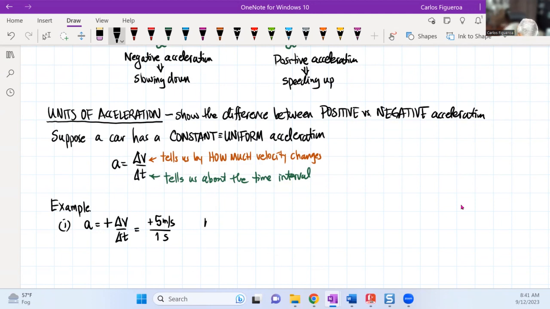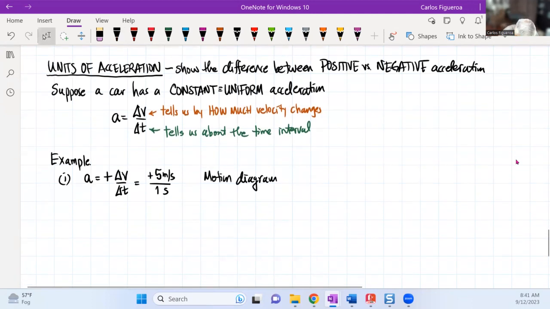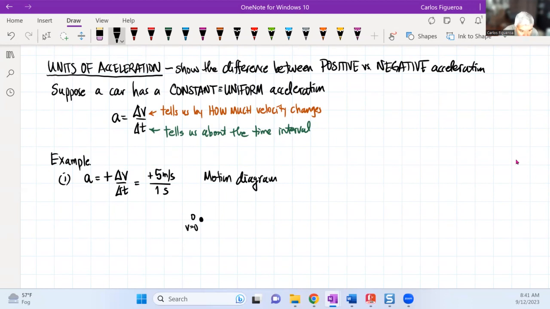Now let's look at its motion diagram. Let's say that we have an object that starts at rest. Right now, I'm going to say that this here is at point 0. Now what happens here? This object is speeding up. Why? Because of this positive sign right here. That is telling me that it is speeding up. It has positive acceleration. So what does it do? It changes my velocity.